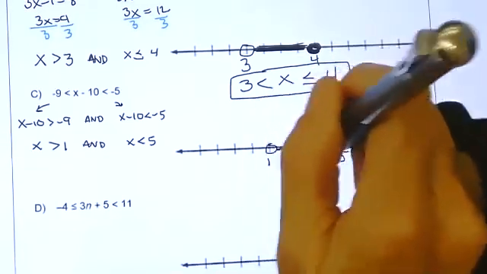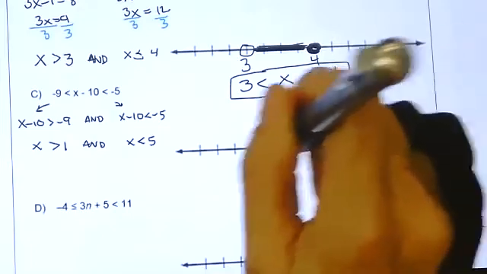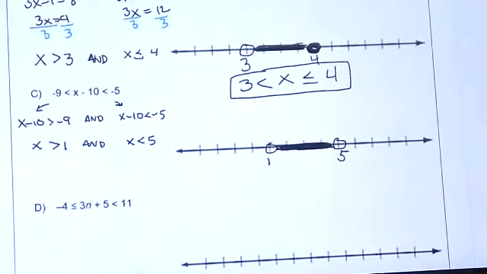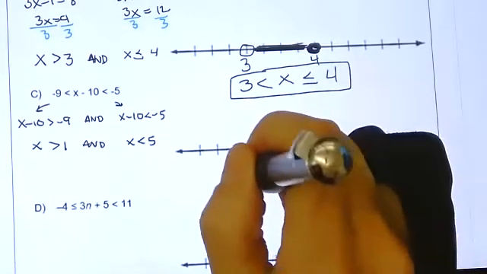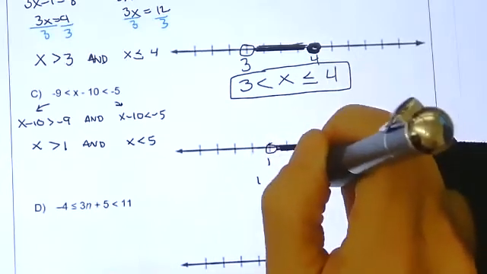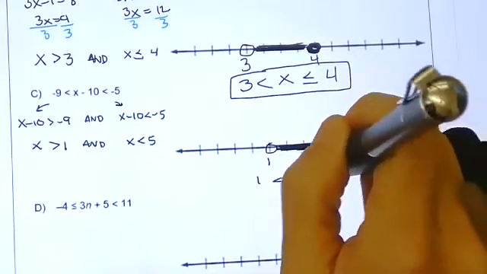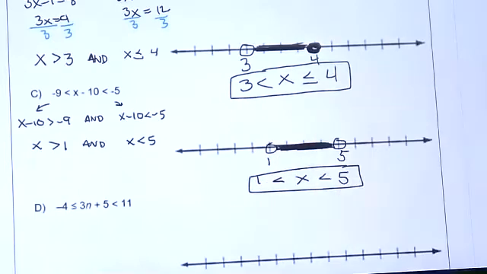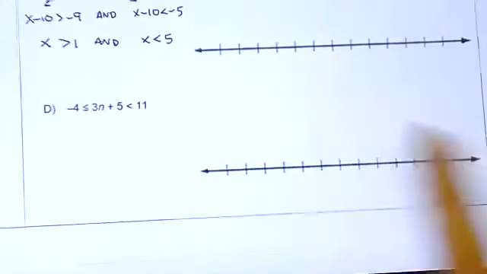Okay, because like I said, the "and"s are the numbers in between, because we're looking for where the two different solutions overlap or intersect. So 1 is less than all the x's, which is less than 5. Okay.